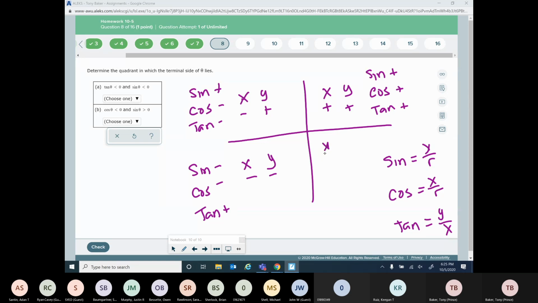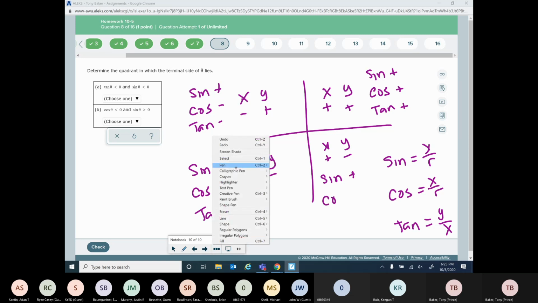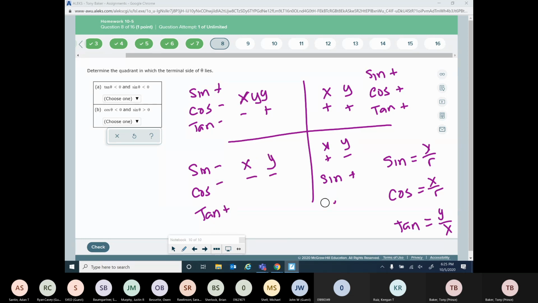In this quadrant, my x is positive and my y is negative. So my sine is positive. Oh, sorry, backwards. Cosine is positive. My sine is negative. My cosine is positive, and my tangent is negative. So when we're looking at this problem, we want to figure out which quadrant they're going to be in. So the first one says tangent is less than 0. That means tangent's negative. And sine is less than 0, so sine is negative.